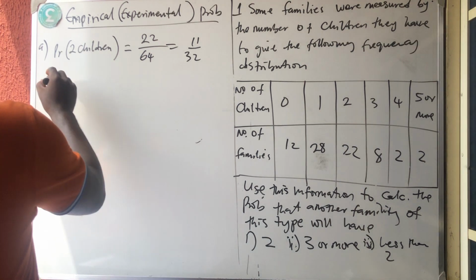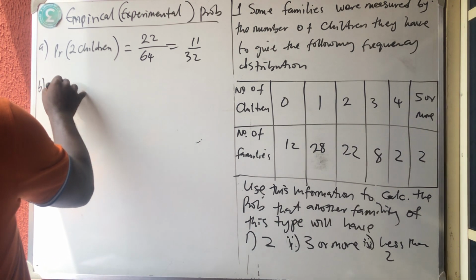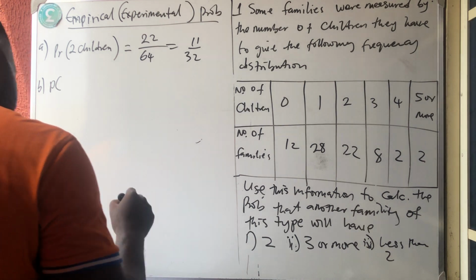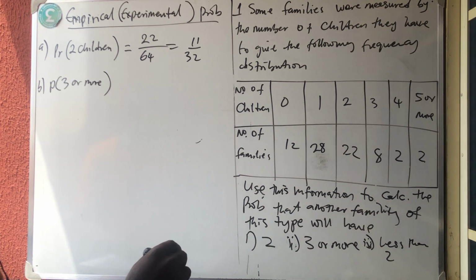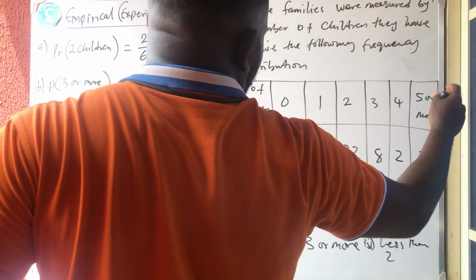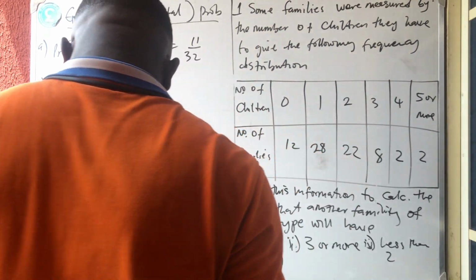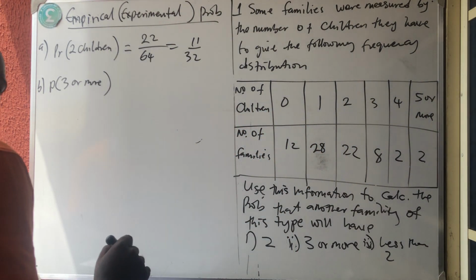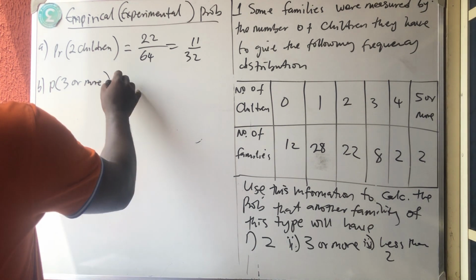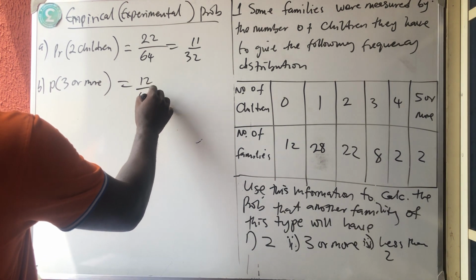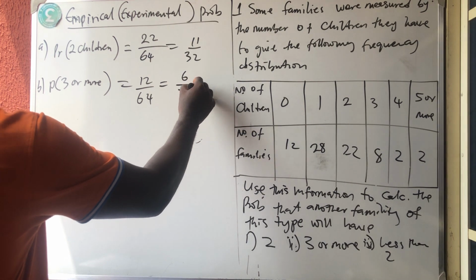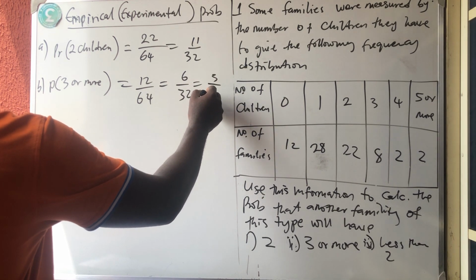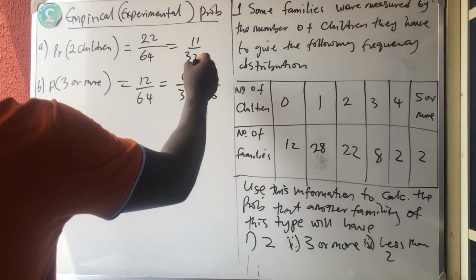So the next one, probability B, probability of 3 or more. 3 or more is from here up. That is 8, 10, 12. That is 12 over 64. Which will give you 6 over 32, 3 over 16. 3 over 16.